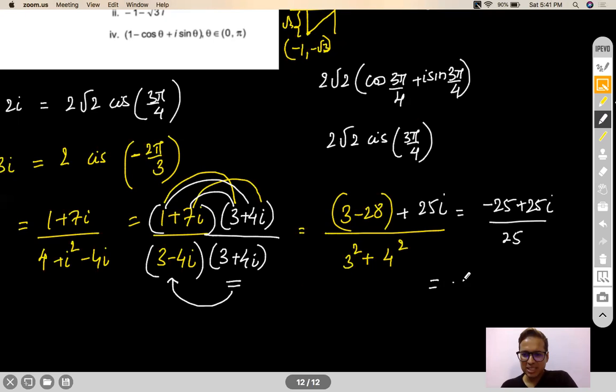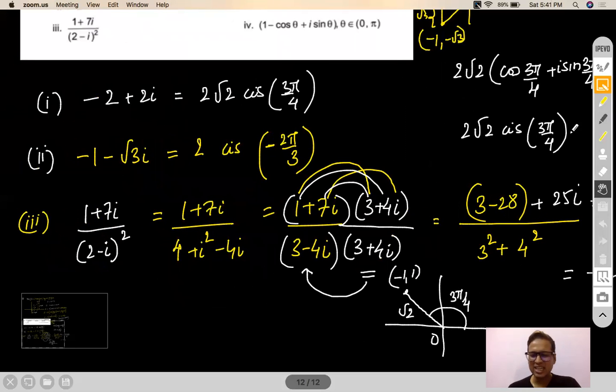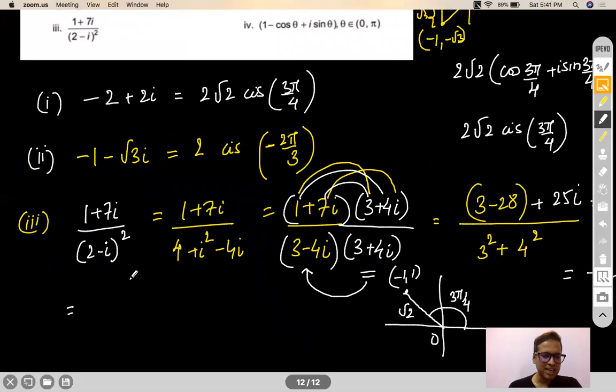If you see, this complex number is just minus 1 plus i. Minus 1 plus i is a complex number located in the second quadrant. Am I right? And the distance of this from the origin is root 2. And this angle is going to be 3 pi by 4. So the third complex number, which was written to you in a very, you can say, ugly fashion, was actually root 2 cis 3 pi by 4.